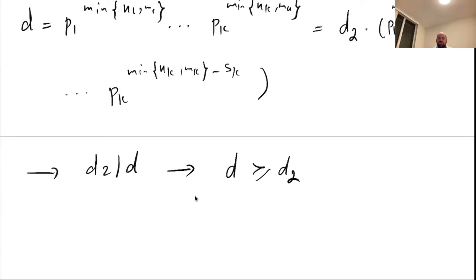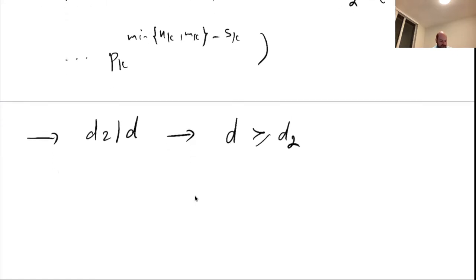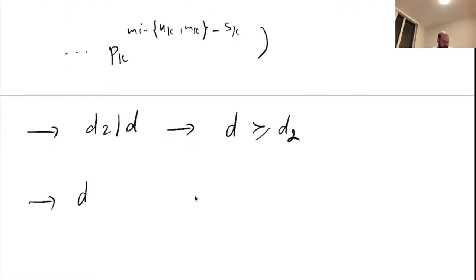D and D2 are both positive numbers, right? And D2 is a factor of D. So if I have two positive numbers, and the first is a factor of the second, then the second is bigger than or equal to the first, right? So for example, 5 is a factor of 10 and 10 is bigger than or equal to 5. And that means D is GCD of A and B. So if D is bigger than or equal to D2, what was D2? D2 was any common divisor of A and B. If D is bigger than or equal to any common divisor of A and B, well, that means D is the greatest common divisor of A and B.